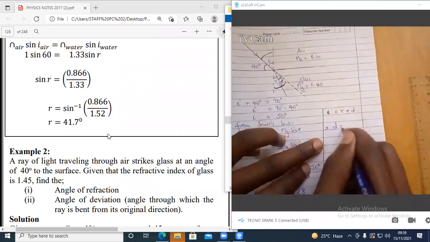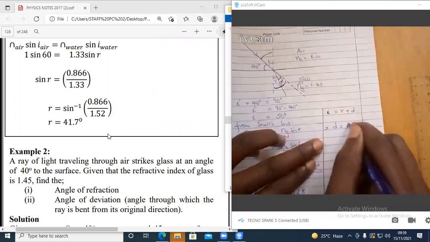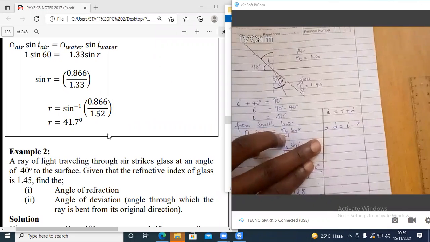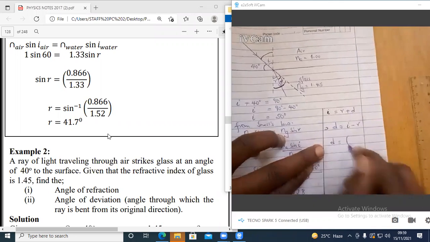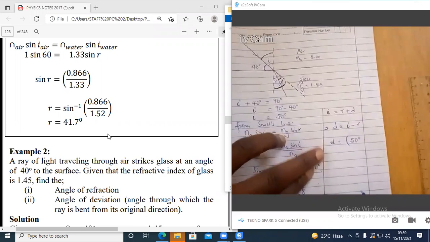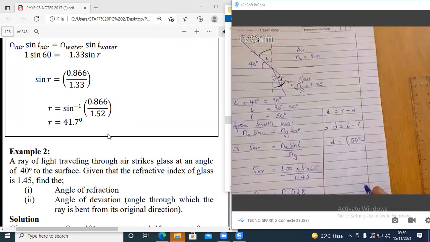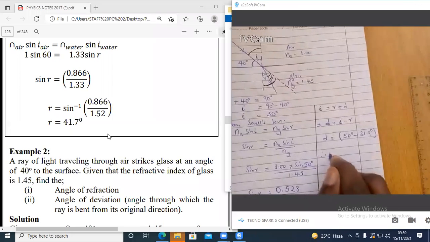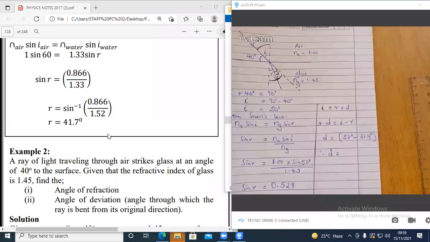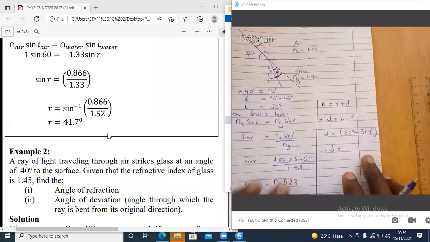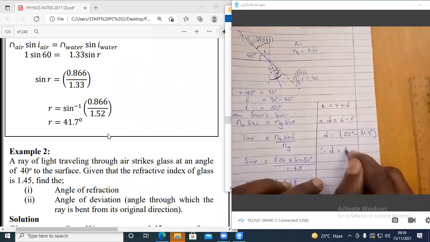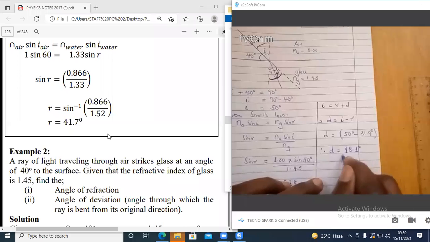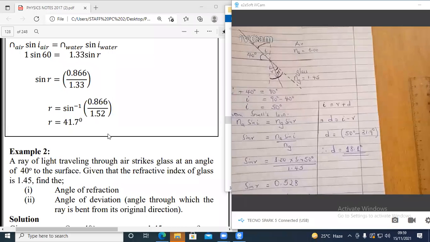So D is equal to I minus R. So D will be equal to, what is our I? Our I is 50, minus 50. Our R, which we have just got, is what? 31.9 degrees. So what do you get? 18.1 degrees.